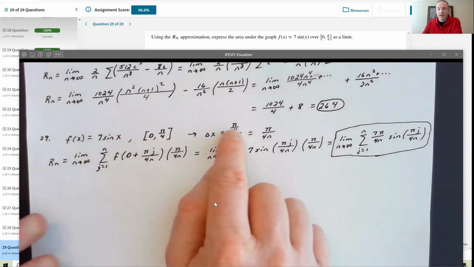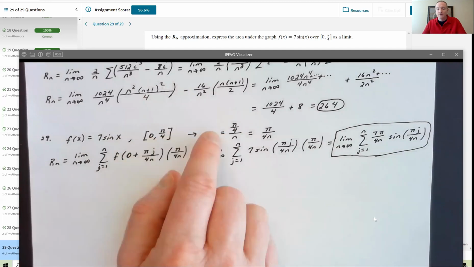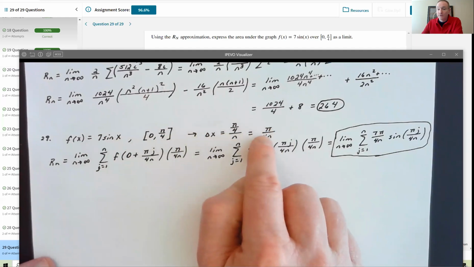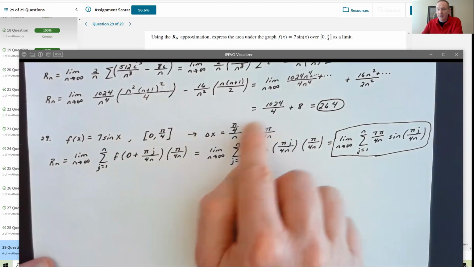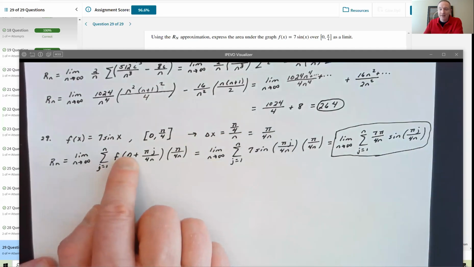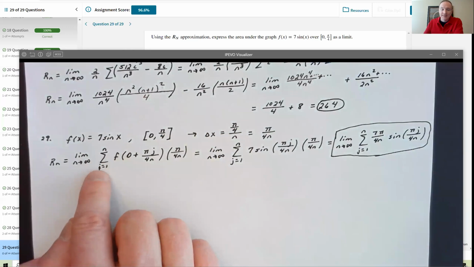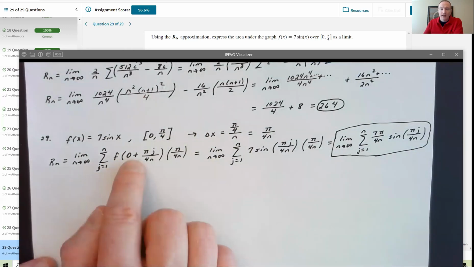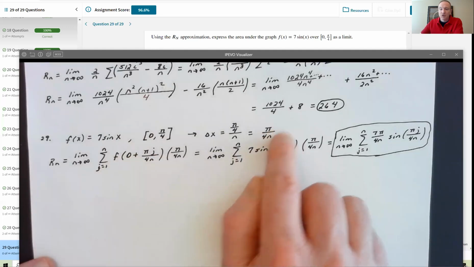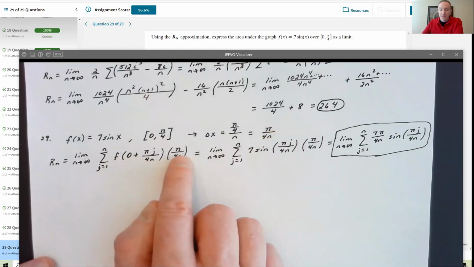So of course your delta x is always b minus a over n. So pi over 4 minus 0 over n, that just becomes pi over 4n. That's your delta x. So now in your function, it is always f of a plus i times delta x, but they're using j as the index here. So it's f of a, which is 0, plus j delta x, which is pi times j over 4n, times your delta x, pi over 4n.